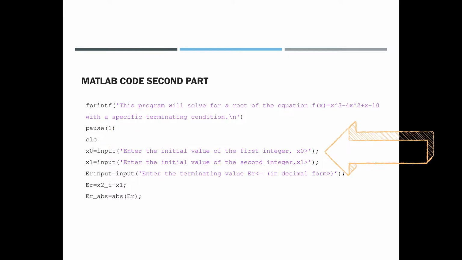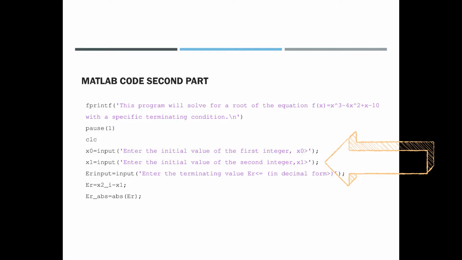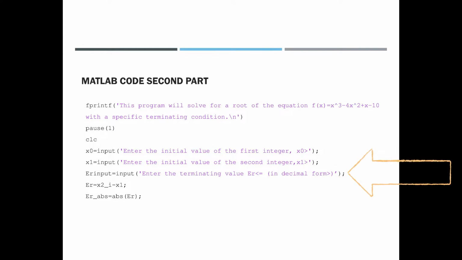This will enable the user to enter the first value of x sub 0. This will enable the user to enter the first value of x sub 1. This will enable the user to enter the terminating condition. This line will compute for the initial value of the error term that will be compared with the terminating condition. This will get the absolute value of the initial value of the error term.